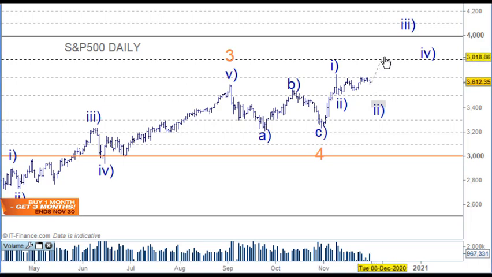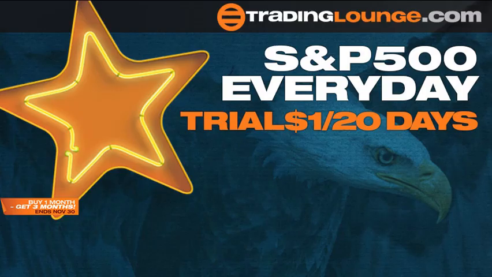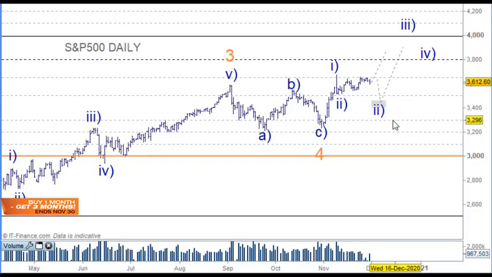One is that we just continue to move up from here, and the other one is that this is a B wave here, so an A wave down here, a B wave here, and a C wave coming down here, and then up at that point.